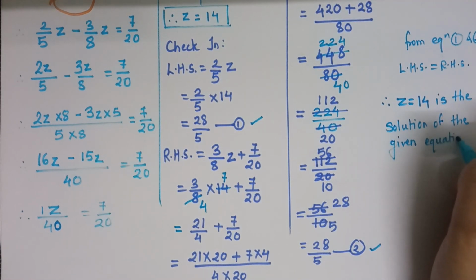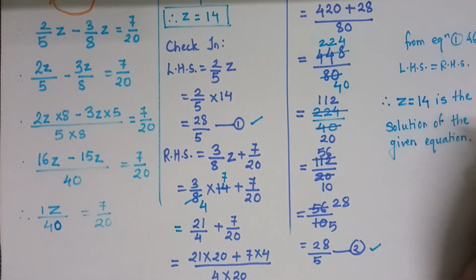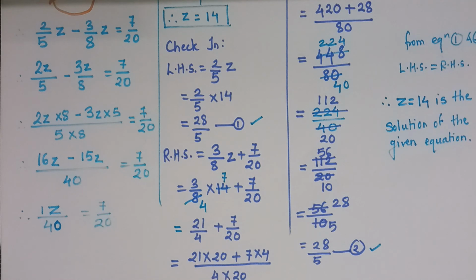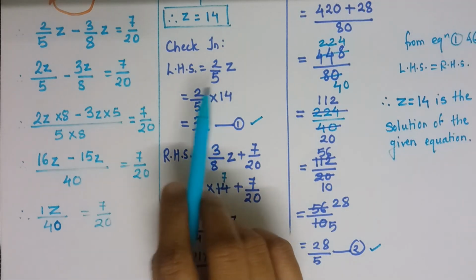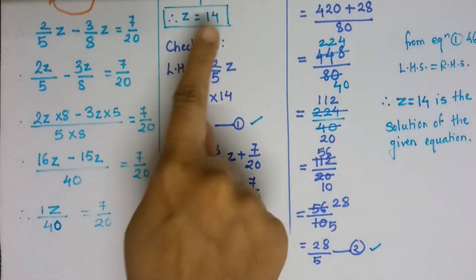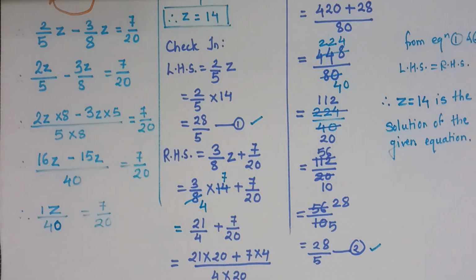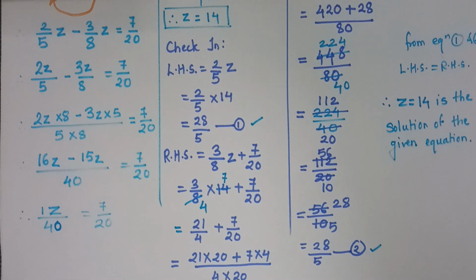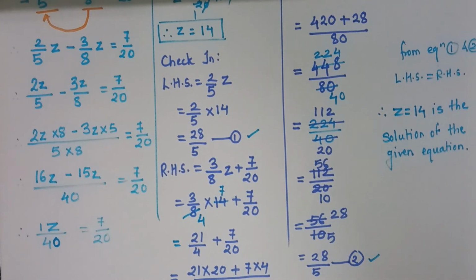All right kids, maybe in between my video was not clear. I'll just check it later. Just see, kids, remember this check part, what we are doing, left hand side and right hand side, is just to check whether our answer is correct. If these two sides are equal, that means the answer we obtained, z is equal to 14, is true. All right, we have solved it nicely, correctly.